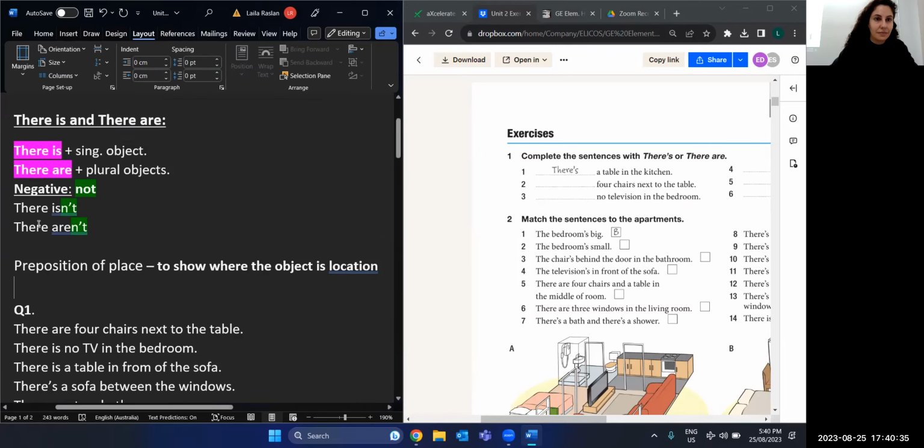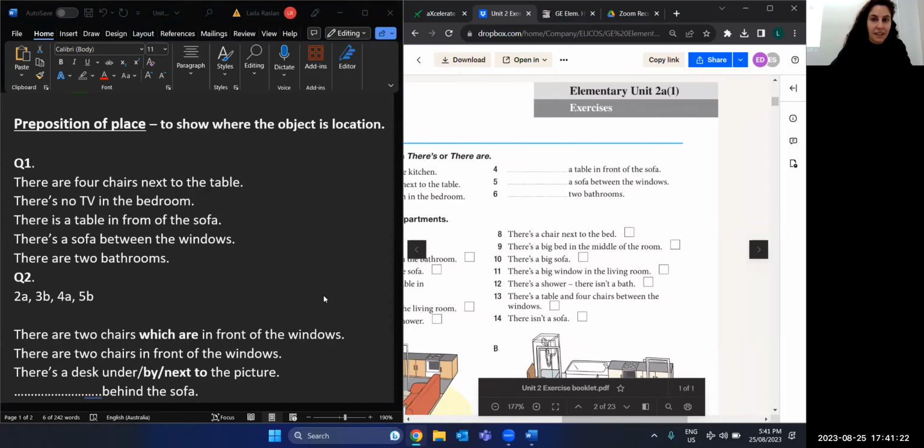So there are 4 chairs. Number 3, there's no TV in the bedroom. Yep. So there is, or we can connect it. There's. So there's no TV. There's no television in the bedroom. That's a negative.